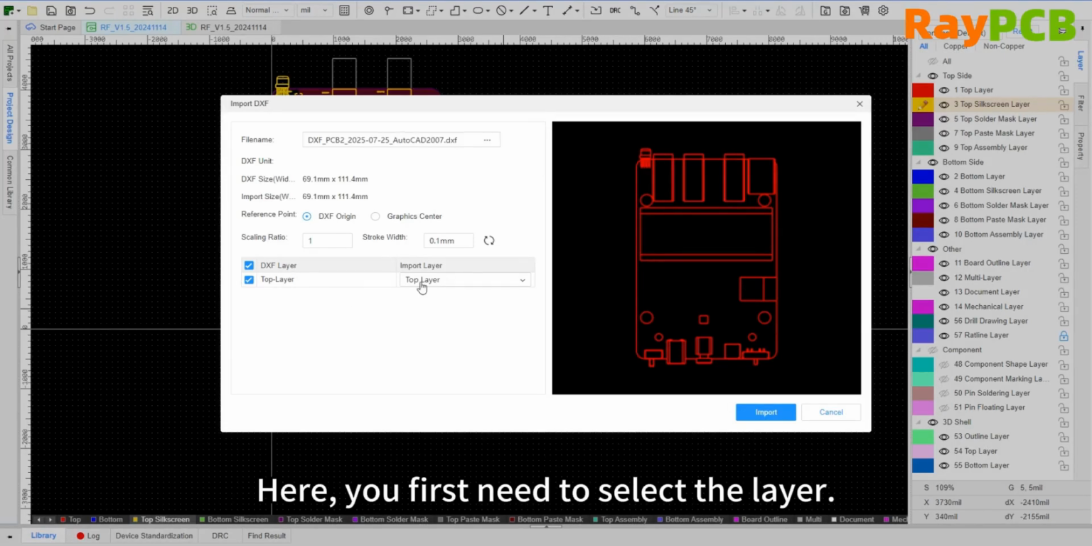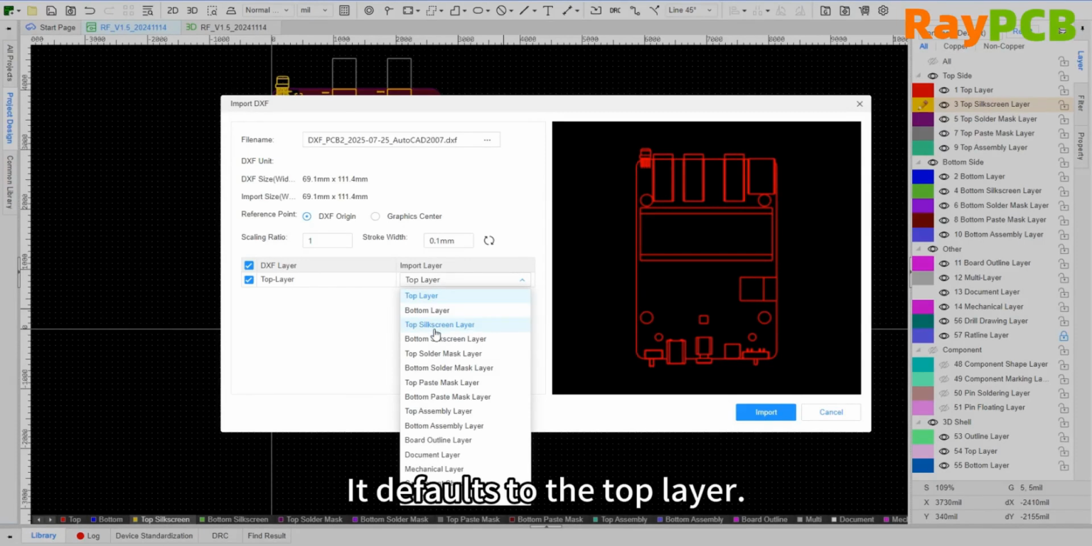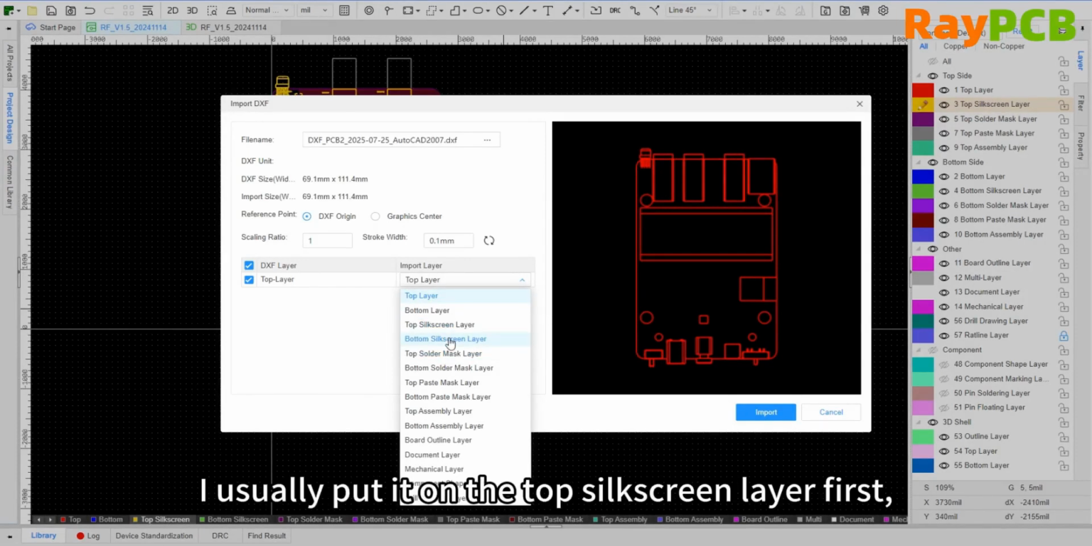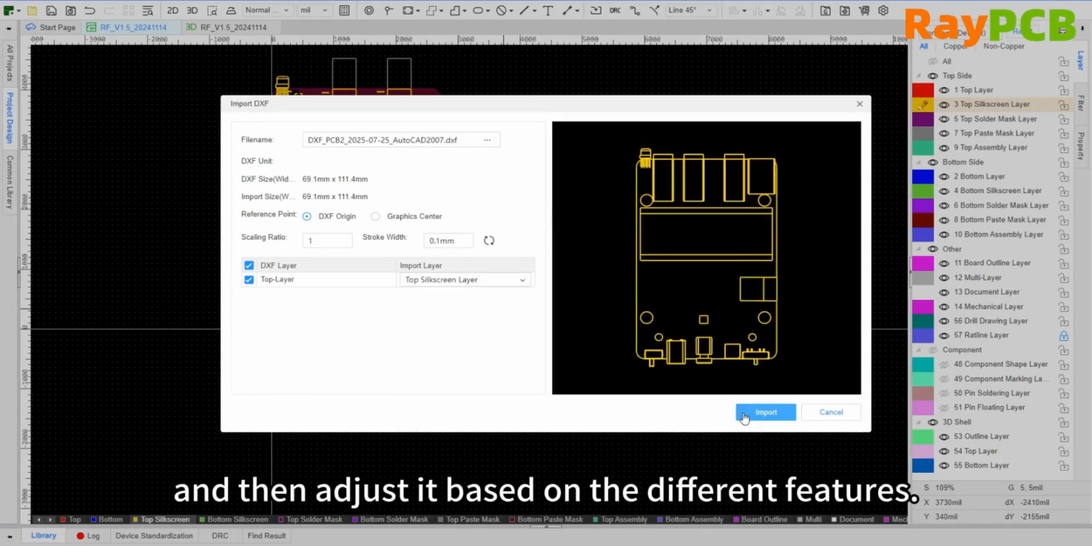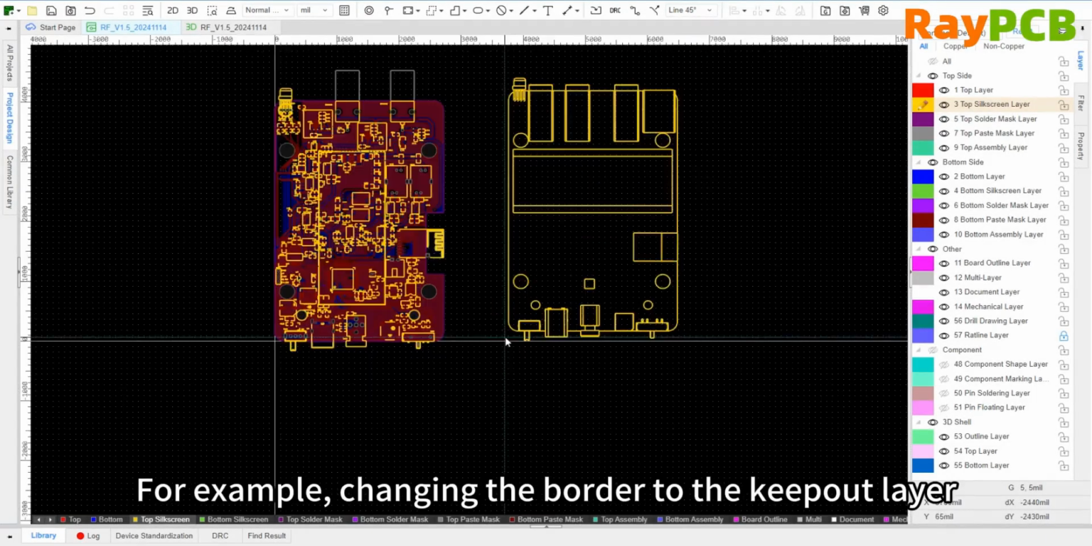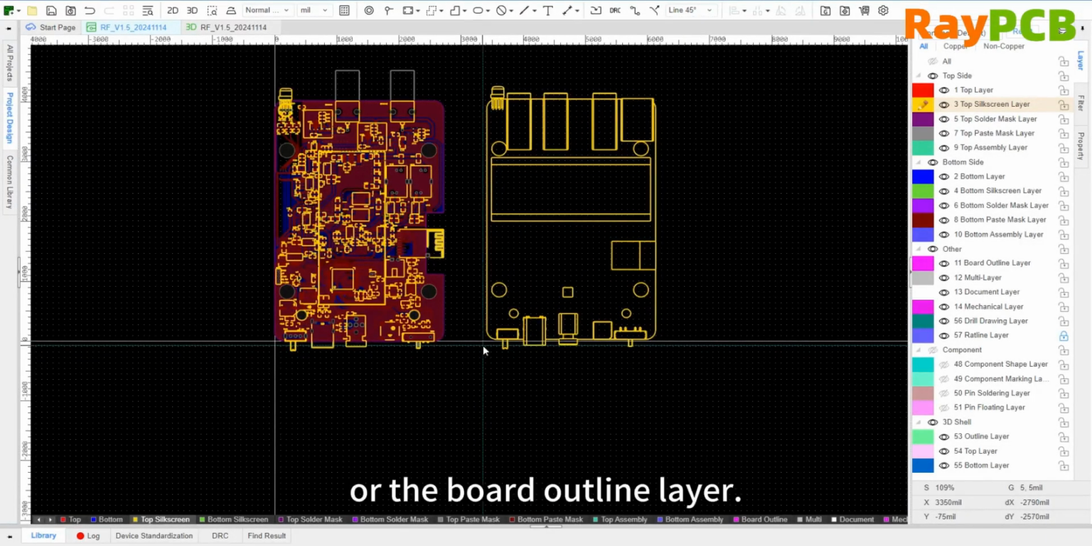First, you need to select the bottom layer. It defaults to the top layer. I usually place it on the top silkscreen layer and then adjust it according to different positions. For example, I might move the outline to the keyboard layer or the outline layer.